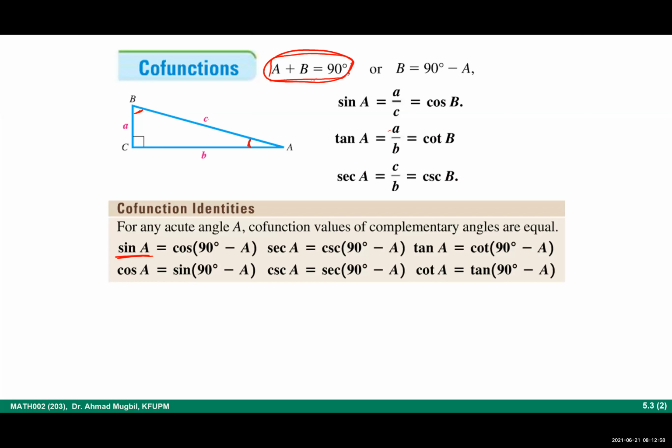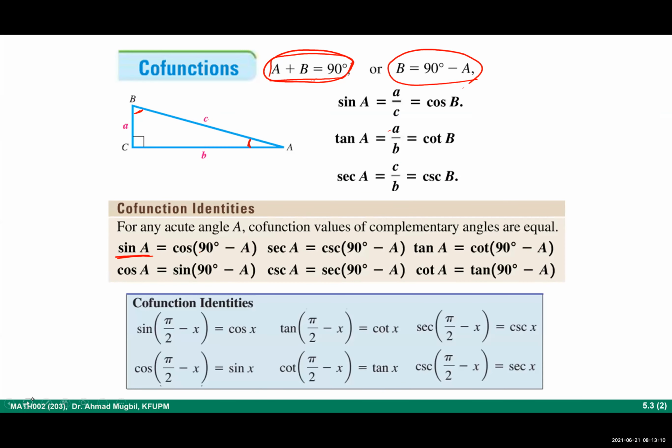We say that sine A is cosine B. What is B? It is 90 minus A. The same for secant, for cosine, for tan, and so on. This notation is the one that we will use mostly, the notation with the radian measure.